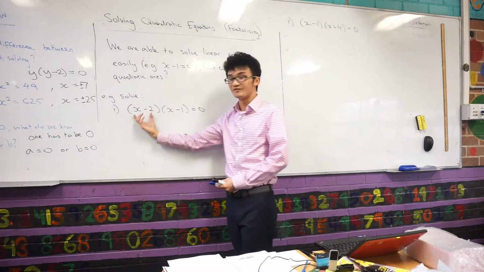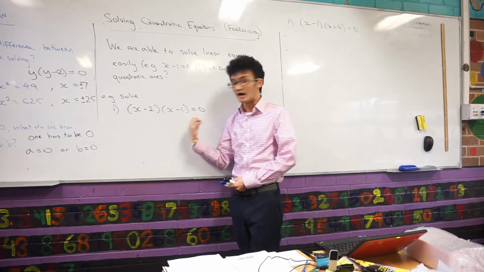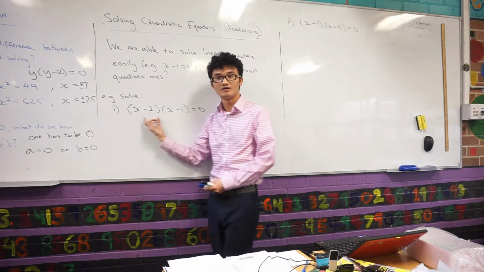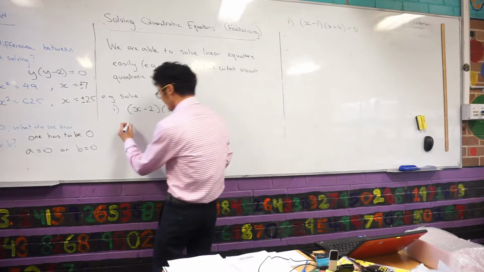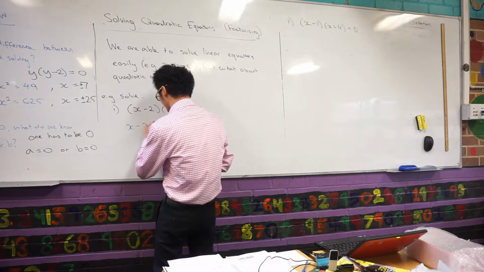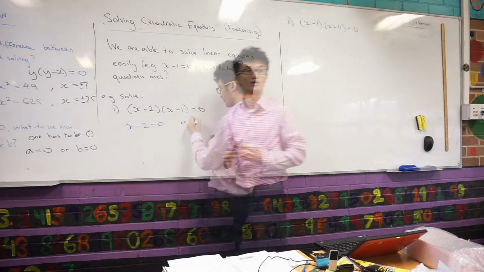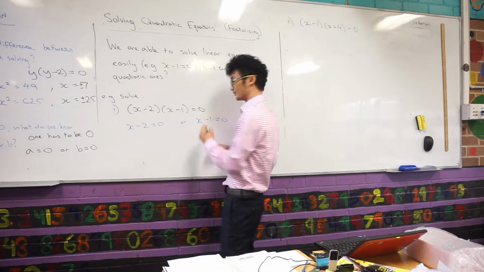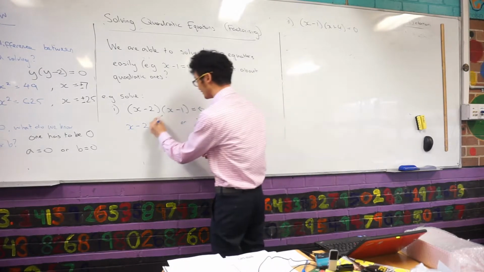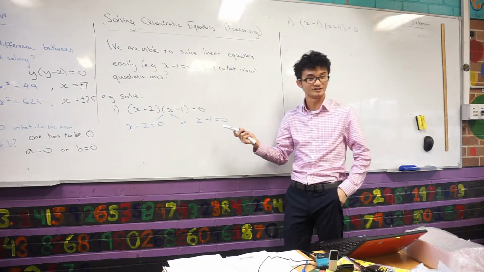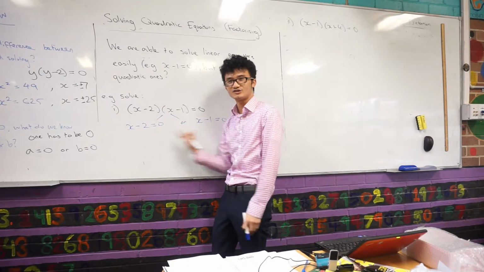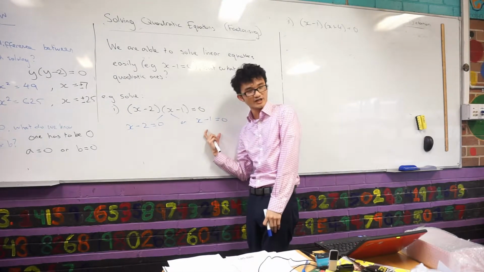If I have something times something equal to 0, I know either this is equal to 0, or this is equal to 0. How I'll write that is: x minus 2 is equal to 0, or x minus 1 is equal to 0. So two cases here. Either x minus 2 is equal to 0, or x minus 1 is equal to 0. But when you look at it, these two are actually just linear equations, aren't they?